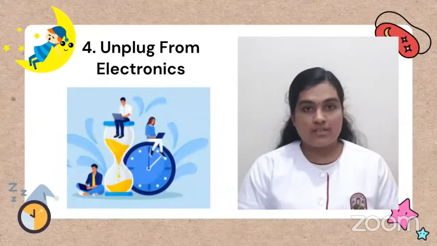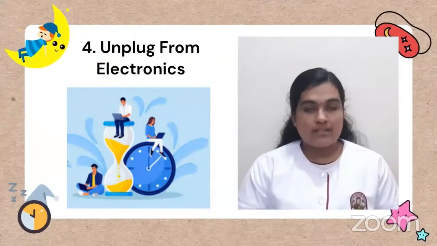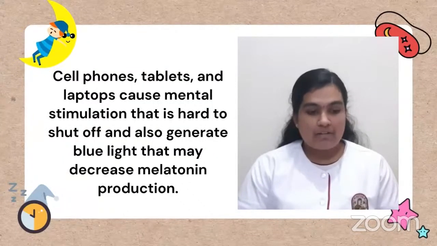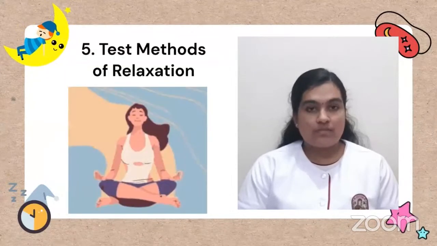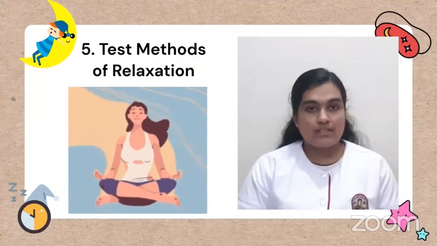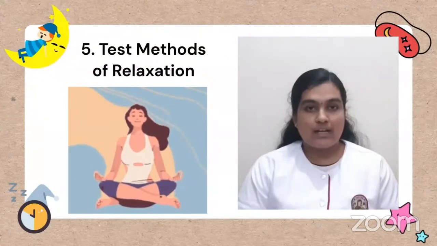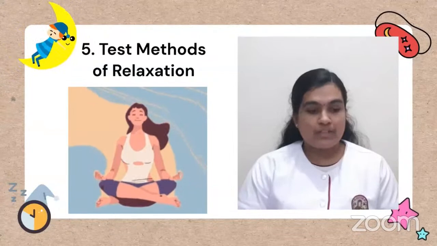Unplug from electronics. Build in a 30 to 60 minute pre-bed buffer time that is device free. Cell phones, tablets, and laptops cause mental stimulation that is hard to shut off and also generate blue light that may reduce melatonin production. Test methods of relaxation. Instead of making falling asleep your goal, it's often easier to focus on relaxation. Meditation, mindfulness, paced breathing, and other relaxation techniques can put you in the right mindset for bed.